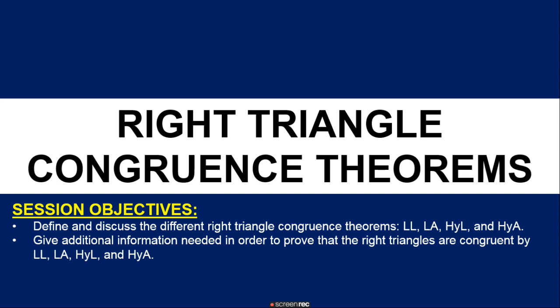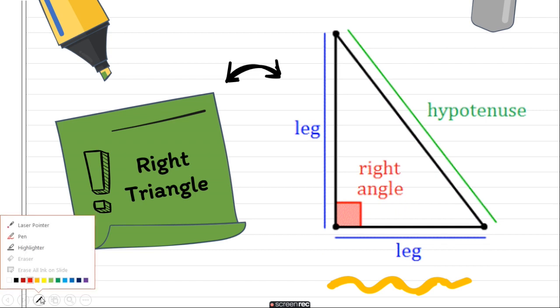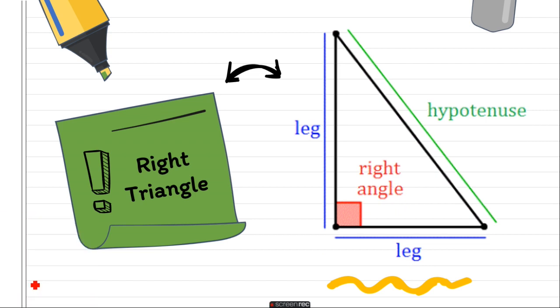Later, you're going to determine what those letters mean. Give additional information needed in order to prove that the right triangles are congruent by LL, LA, HYL, and HYA. But first, let us try to recall our idea of a right triangle.